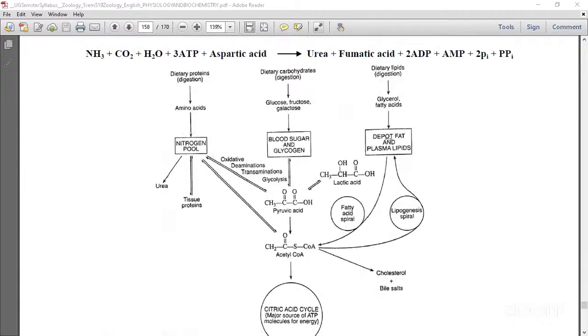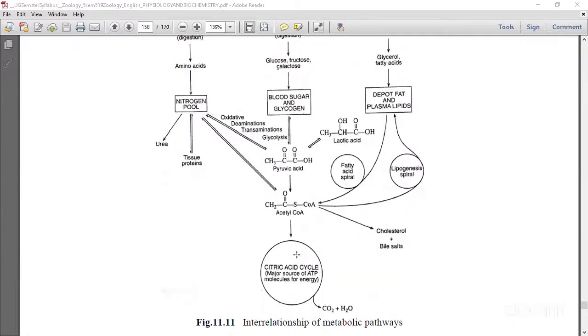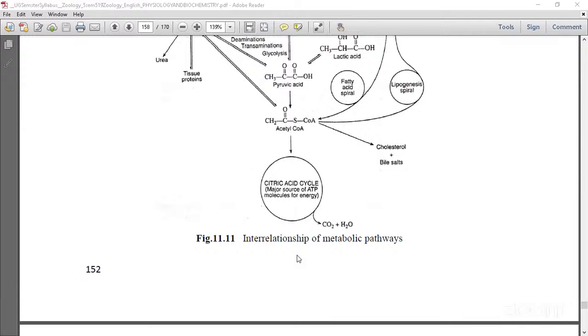Here the deposited fat and plasma lipids are converted into the lactic acid. That lactic acid is again converted into the pyruvic acid. Along with that, during the fatty acid synthesis and the lipogenesis, these are converted into the cholesterol. These are converted into the acetyl CoA. Here the release of cholesterol and the bile salts may take place. This is how the interrelation between the metabolic pathways happens.